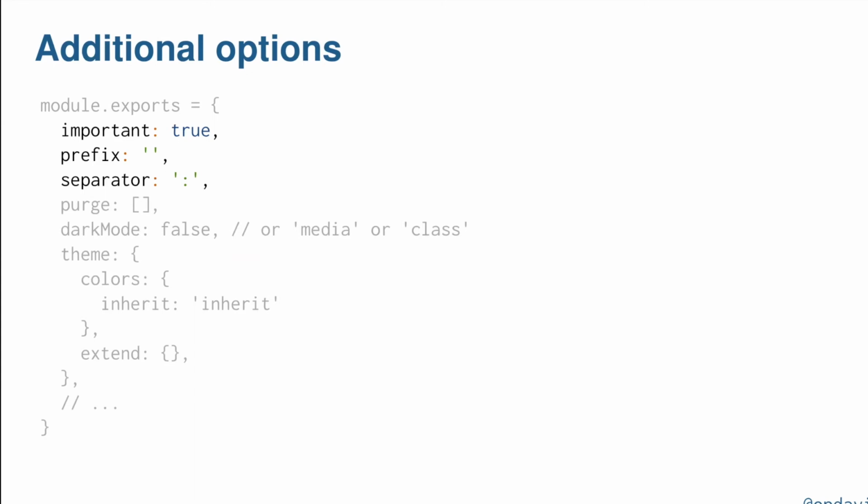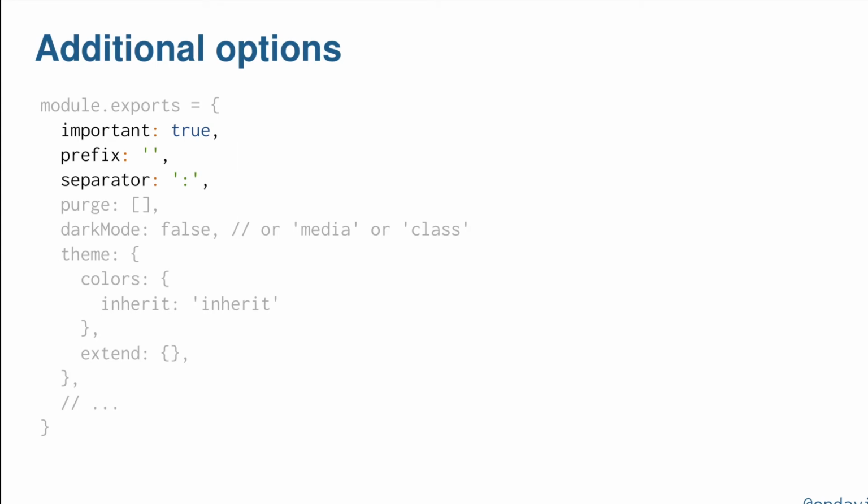So there are a couple of additional things that aren't in the default config file. So important can be true or false. If you want to add the exclamation mark important to all the classes, you can just say true and it will do that for you when it generates them. That's probably fine actually for utility classes, I think, because if you add a utility class to something, you want it to work.